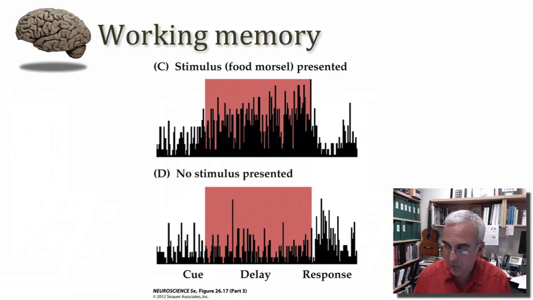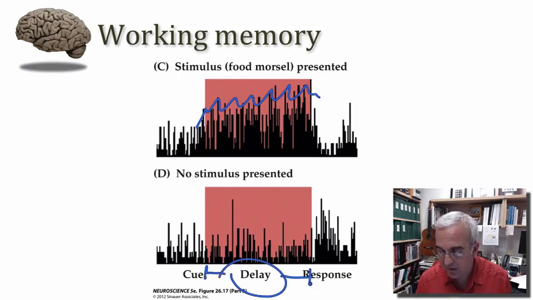So here's recordings from a single neuron in this part of the brain, and what we see is that the firing rate is elevated during this time of delay. The delay is indicated by this region here that is shaded red in the background. When a food morsel is loaded into the well, and the monkey can see that, we see that the activity of this neuron rises during the delay period.